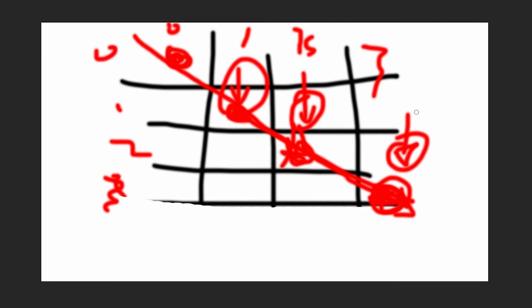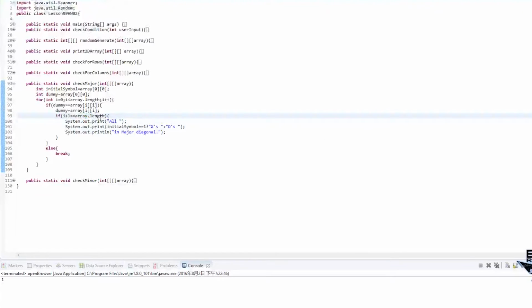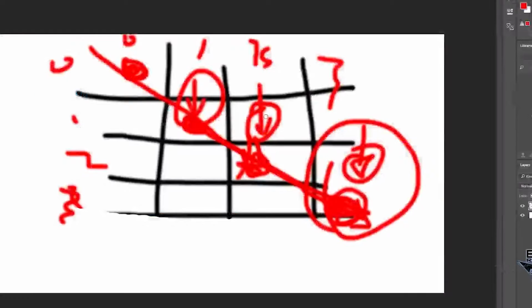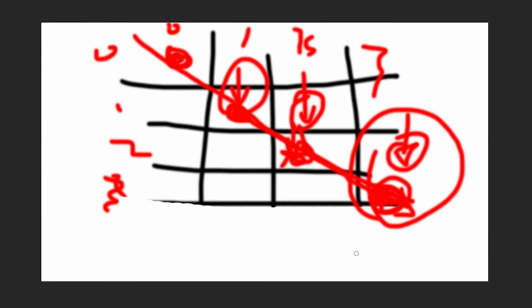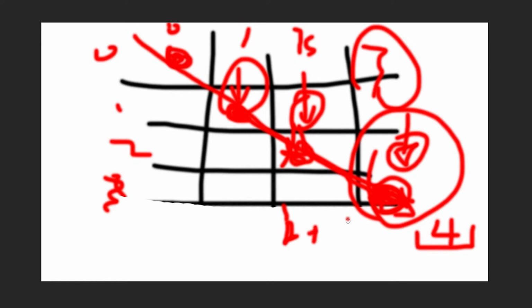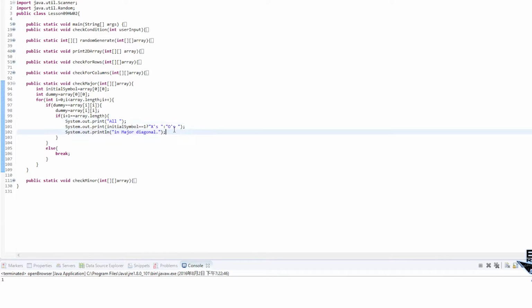And when dummy is at the last position, so if i + 1 is equal to array.length, so array.length is going to be your 0, 1, 2, 3. So array.length should be 4. So I can only go up to 3. So i + 1 should be 4. So if 4 equals 4, then I'm going to print out that my major diagonal is all X's or all O's. And then the same for the minor.